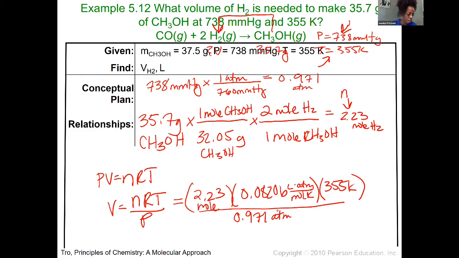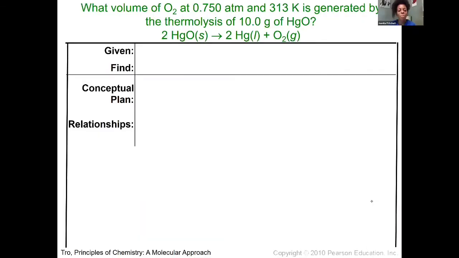Okay, so now plug all that in. We get 2.23 times 0.08206 times 355 divided by 0.971, and that would give us a total volume of 66.9 liters.